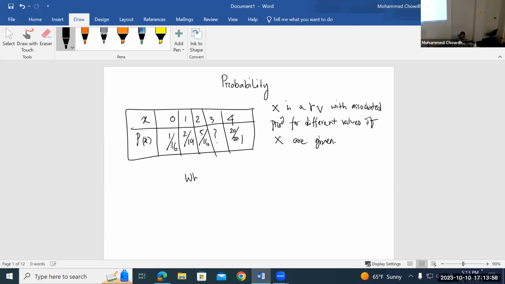What is the probability for X equal to 3? What is the probability for X equal to 3? How can you find that?